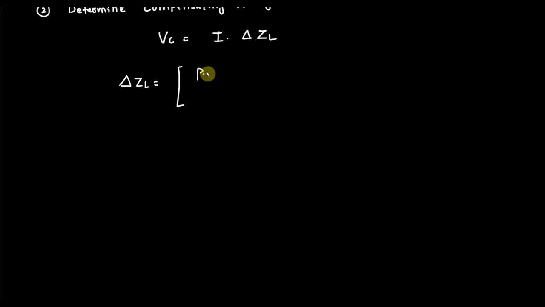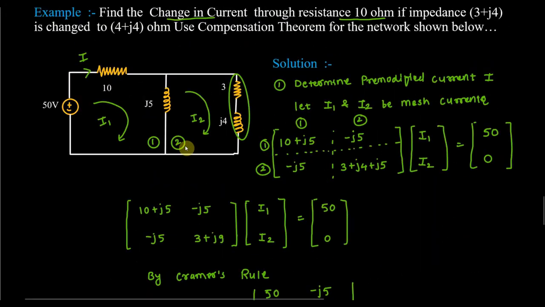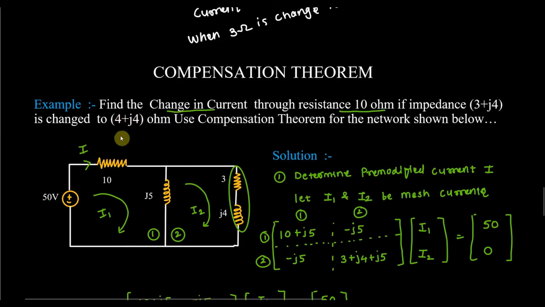The formula is modified ZL minus pre-modified ZL, that is the final value minus the initial value. So by using this formula, we can find out the change in any quantity. Now our aim is to find the delta ZL. First the modified ZL. What is the modified ZL here? This one, because 3 plus j4 is changed to 4 plus j4. So this is your modified ZL and this is your pre-modified.